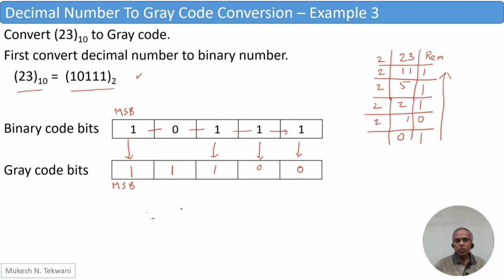And therefore 23 of decimal can be written as 11100 in the gray code. This is how we convert a decimal number into a gray code, of course by first going through the intermediate state of converting it into a binary number.